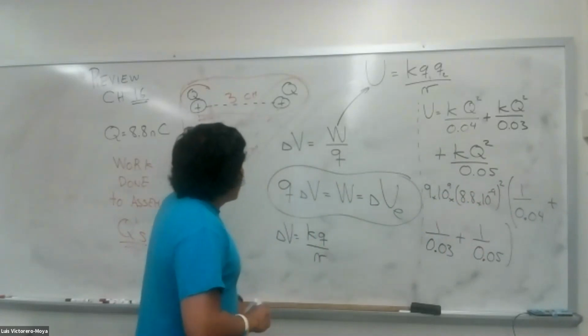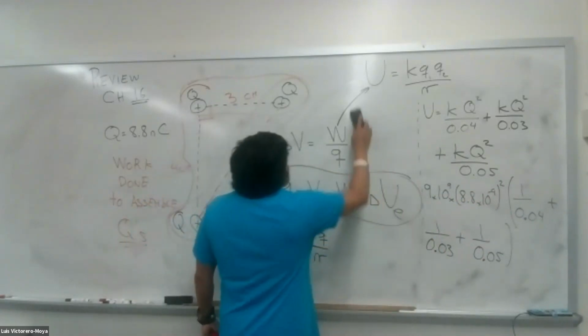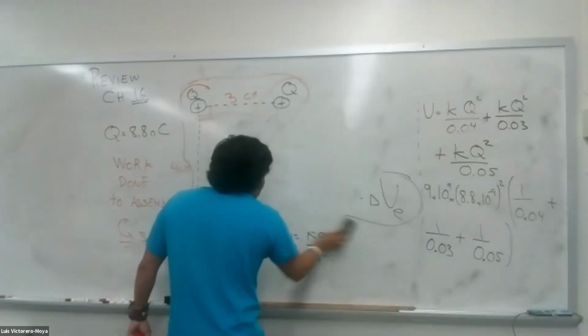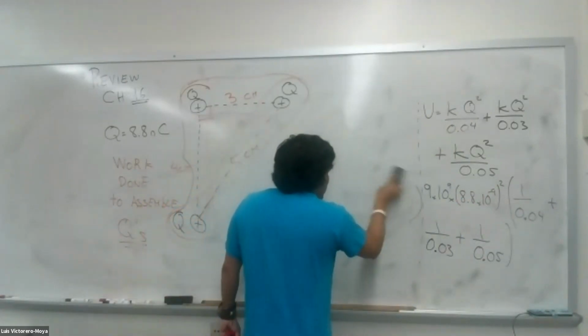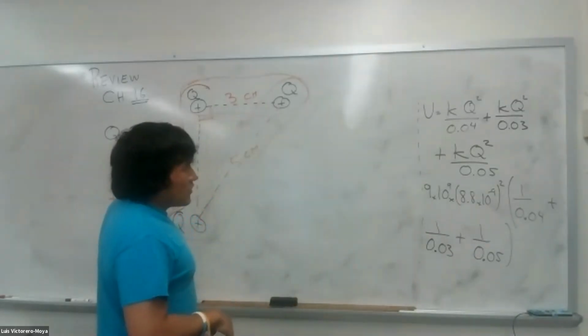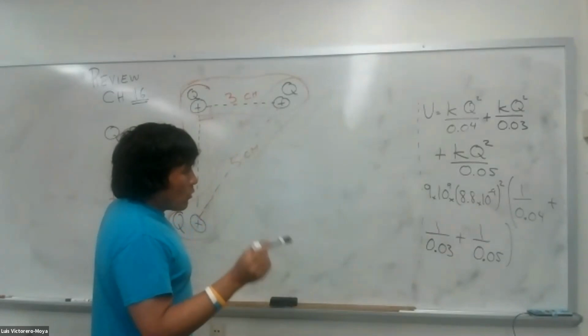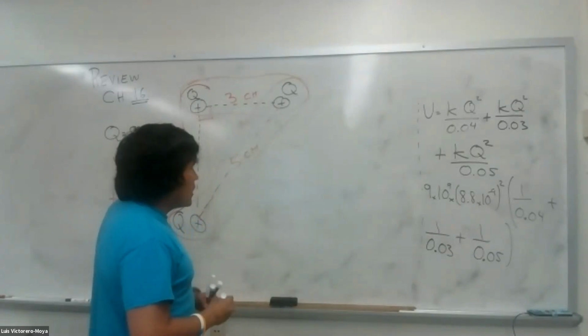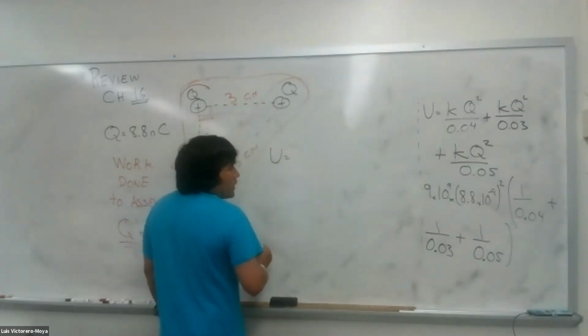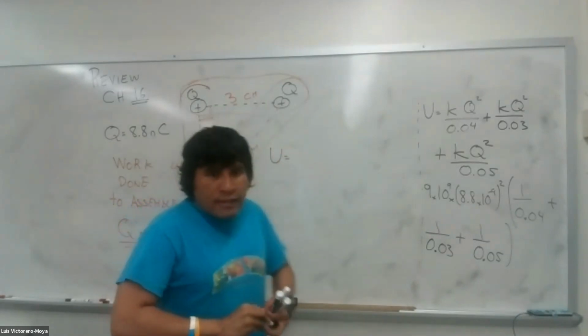Let's finish it here. So you have to read the question tomorrow. Be careful what I'm asking, okay? This is asking for the energy of the system now, or the work done to assemble the system. So the energy will be, so 8.8 squared.